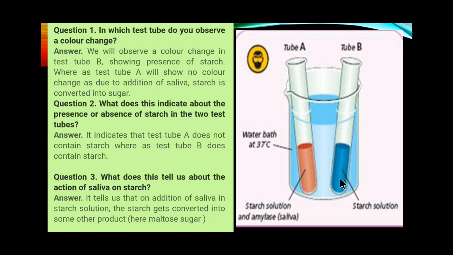Now what does this indicate for the presence or absence of starch? It indicates that test tube A does not contain starch and test tube B does contain starch. Why does test tube A not contain starch? Because it is used up, that means the saliva has broken down this starch into soluble sugar. Okay, so what does this experiment tell us about the action of saliva on starch? This says that on addition of saliva to starch solution, the starch gets converted into soluble sugar.